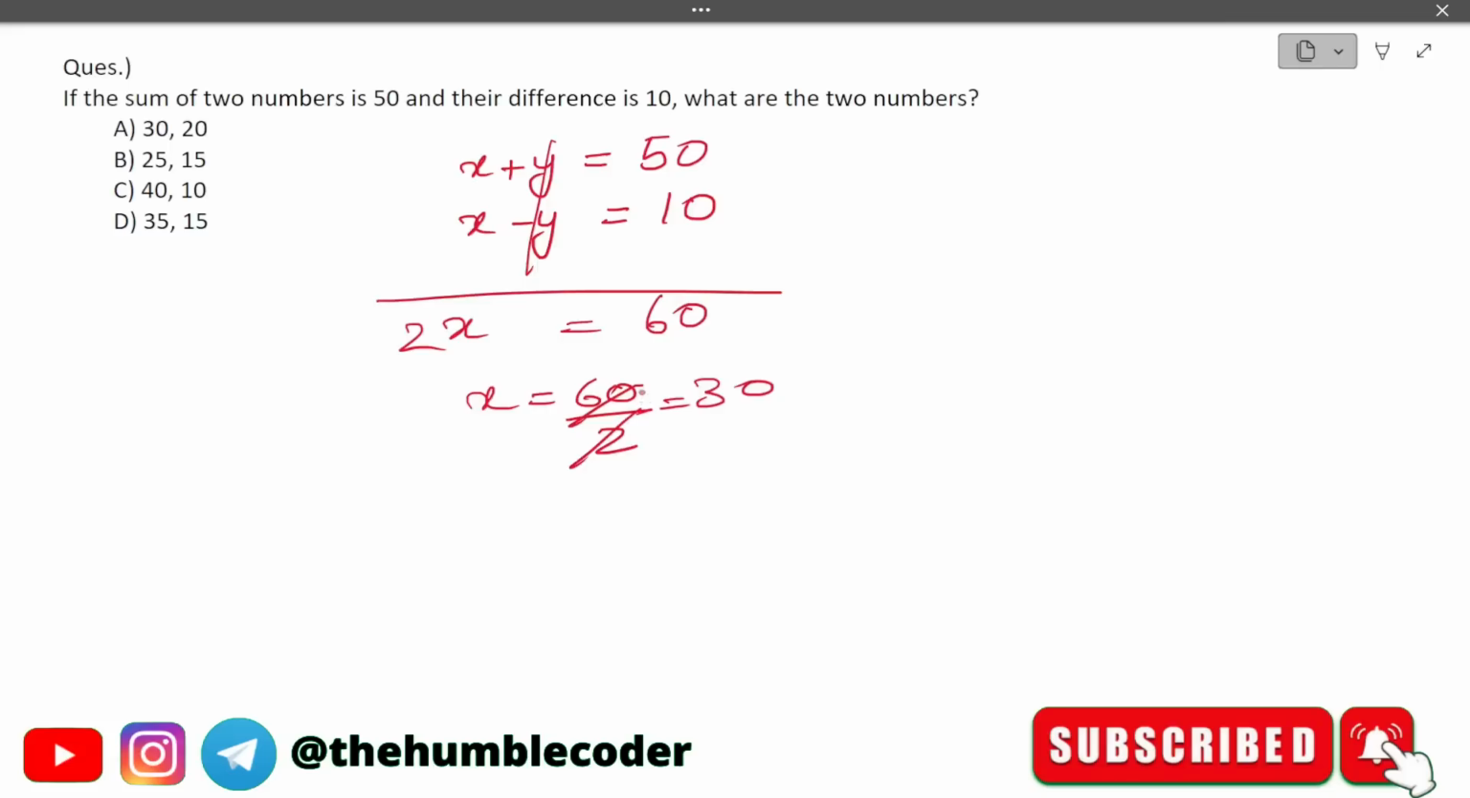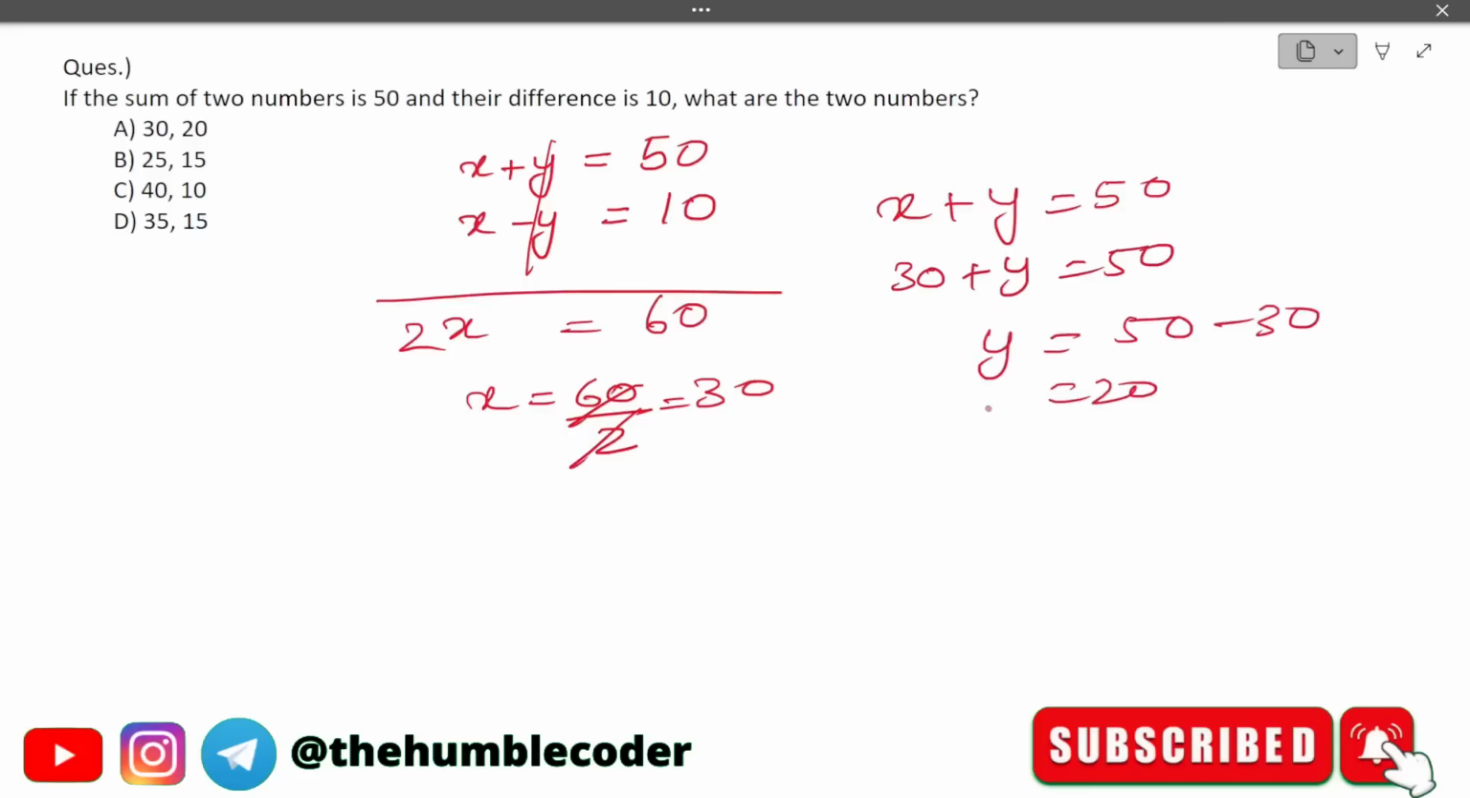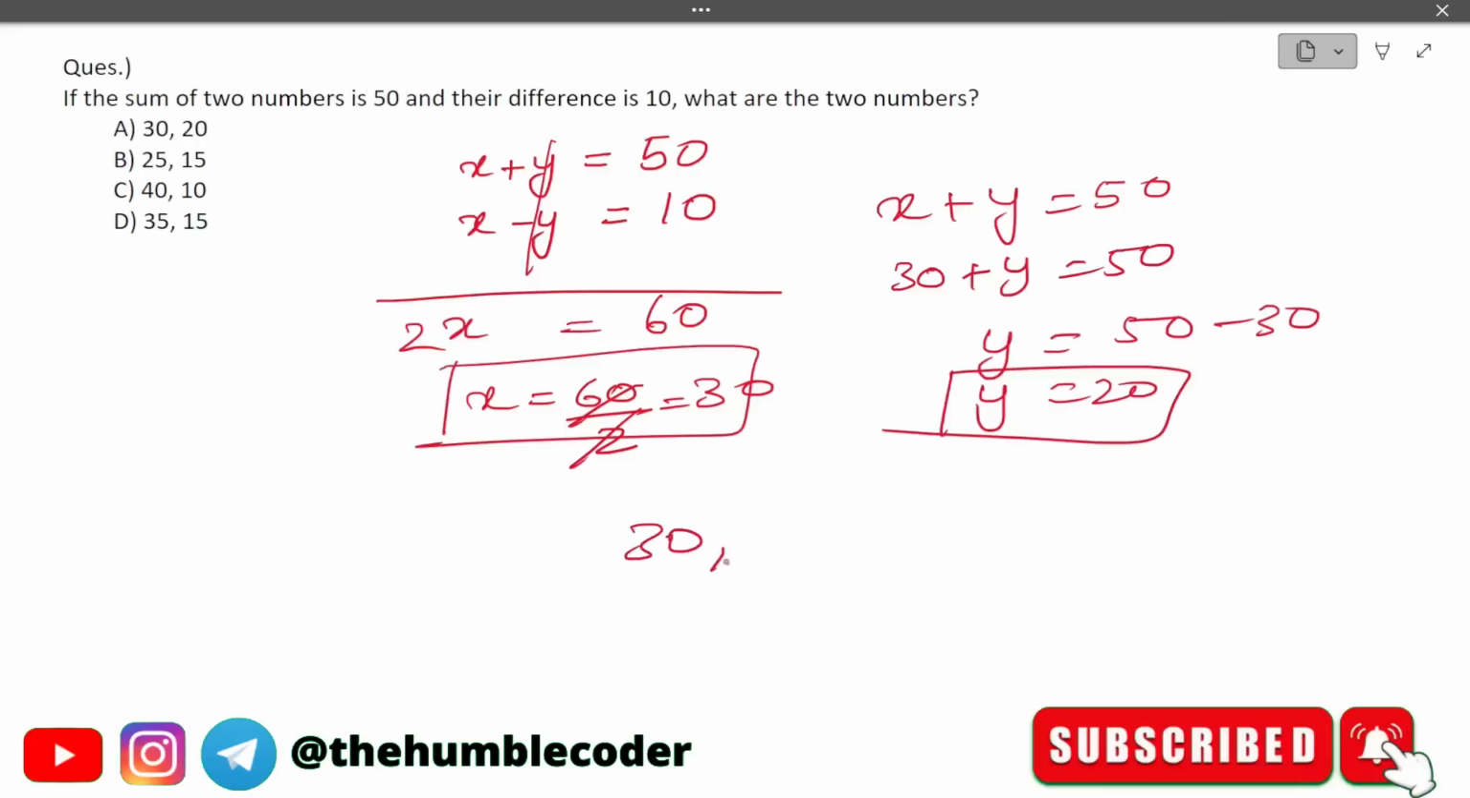Now we have to find out two numbers. So let's try to substitute the value. x plus y equals 50. So 30 plus y equals 50. So y equals what? 50 minus 30, which gives us 20. So the two digits that we have are 30 and 20.